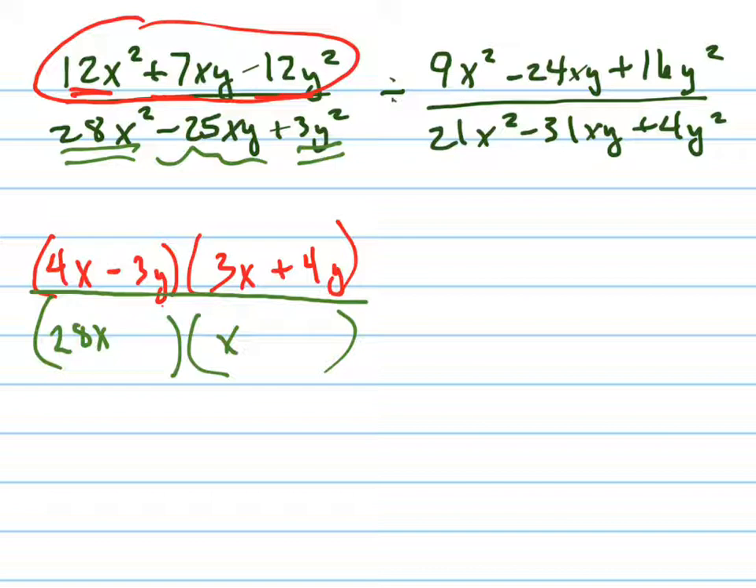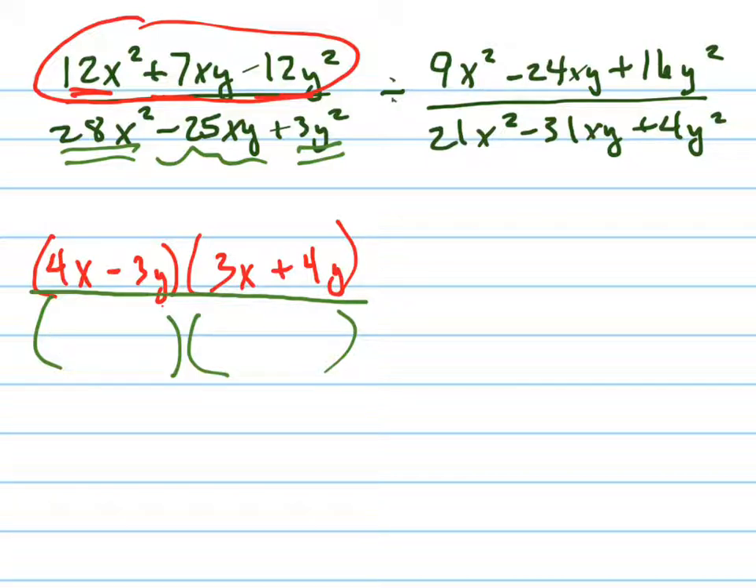I don't know if that will work. 28x and 1x. And now I want to make this a negative y and a positive 3y. Whoops. No, that doesn't work because it's not negative. Dang it, that won't work. If this was negative, that would have worked, but that's not negative. I wasn't really paying attention to that.